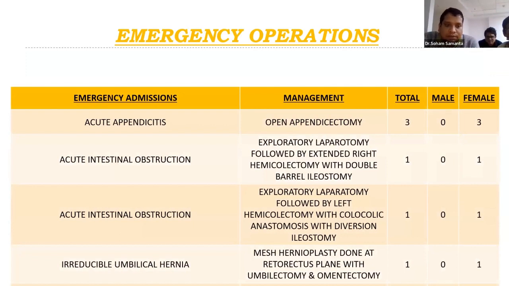1 case which presented with acute intestinal obstruction, we did exploratory laparotomy, followed by extended right hemicolectomy with double barrel ileostomy. Another case which also presented with acute intestinal obstruction, we did exploratory laparotomy followed by left hemicolectomy with colocolic anastomosis with diversion ileostomy. Irreducible umbilical hernia, we did mesh hernioplasty done at retrorectus plane with umbilectomy and omentectomy.